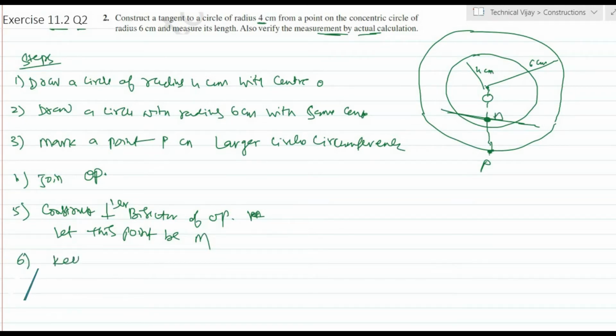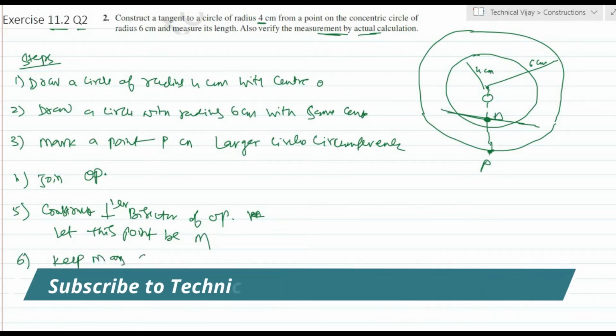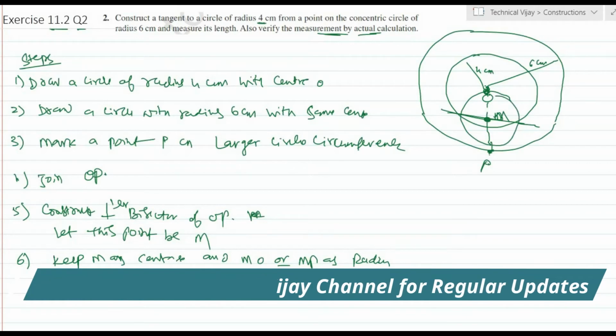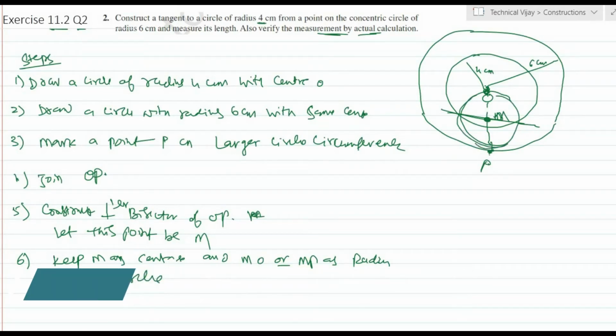Keep M as center and MO or MP as radius. Okay, draw a circle. So here this is point M. This MO is the radius, or MP is the radius. So we have to make one more circle. So here like this. This is touching, of course. This is touching. So this point and this point, let them be Q and R. And here we have to join P and Q.